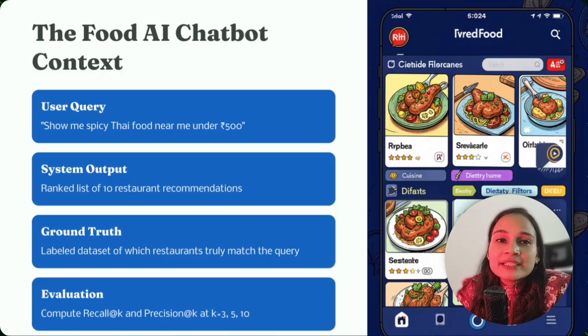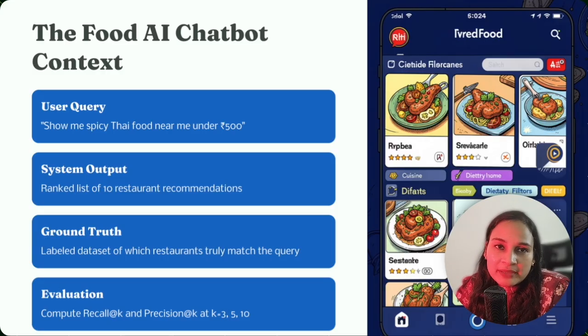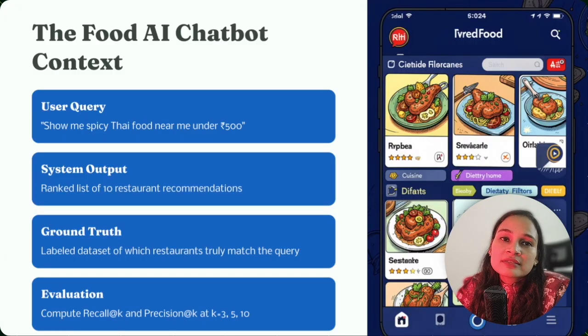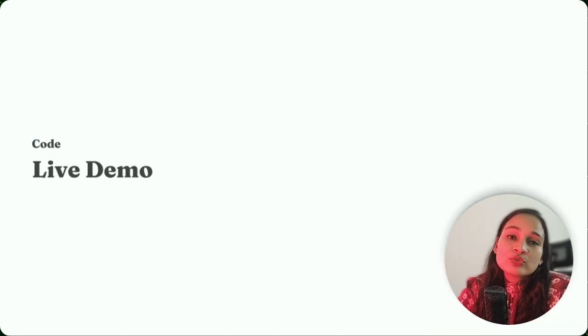Now for this live demo, we are going to take an application, basically a food AI chatbot. We have set a few questions. We have provided some knowledge context in the form of some information specific to the restaurant. Let's move on to the demo part.